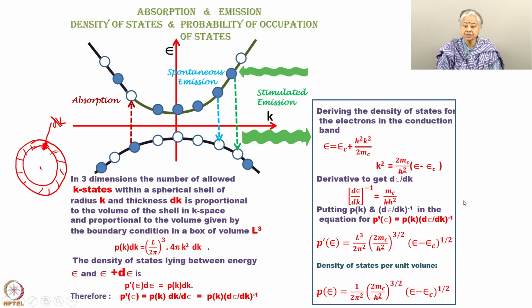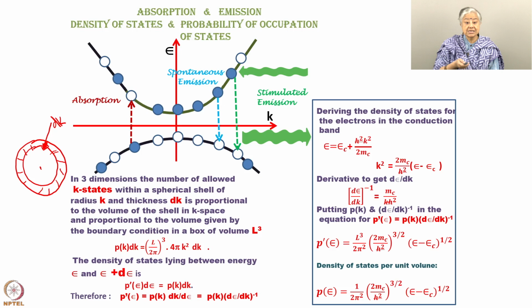And you can see it is proportional to the root of E minus EC. EC, if you recollect, was this energy level here, just at the bottom of the conduction band. Therefore, C stands for the conduction band. Okay. Then what do we do with this?